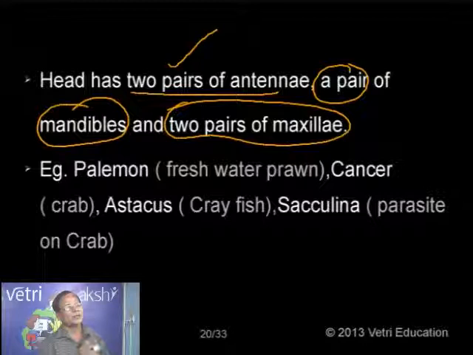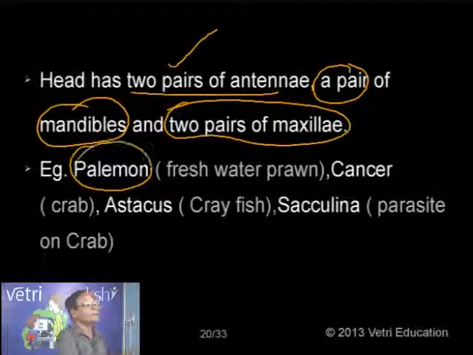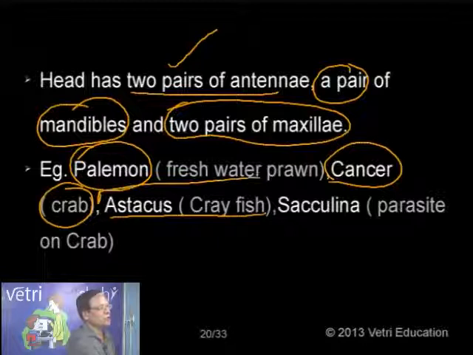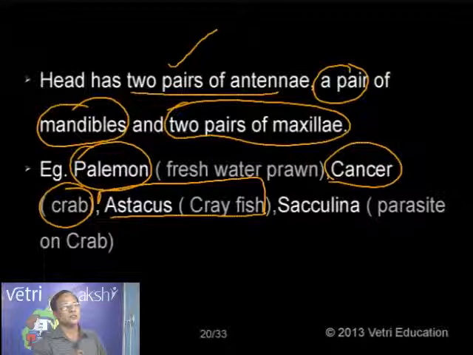Now coming back to the examples. So we have the prawn. The freshwater prawn is called Palaemon, and the marine prawn is called Penaeus. Then the word Cancer is used for crab. Then there are animals having the name of fish but not a true fish, just like an insect, for example Lepisma, silverfish. It is an insect, not a fish. Then devil fish, cuttlefish, and crayfish. So here I mentioned one word, crayfish.